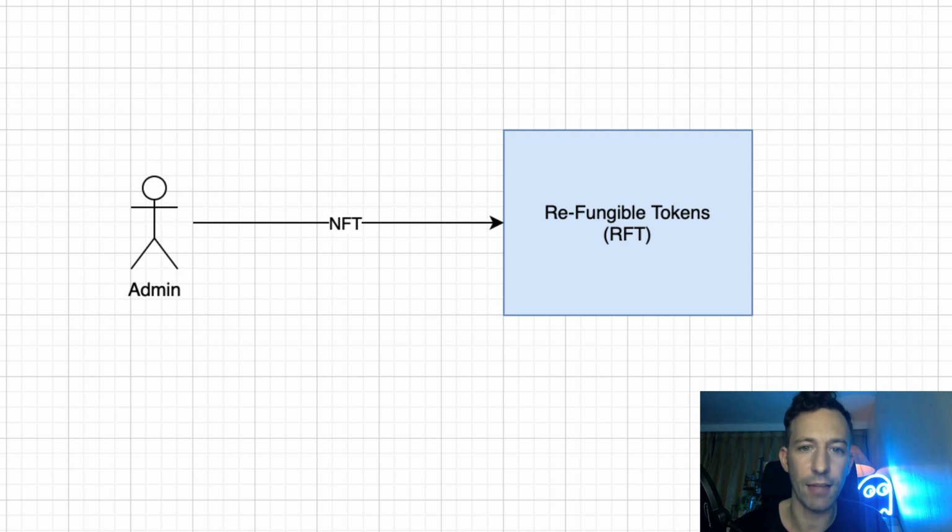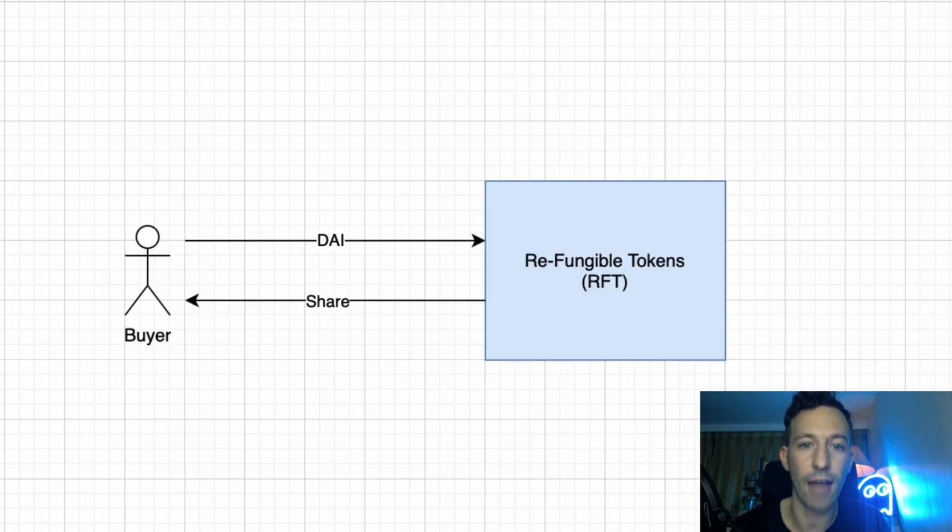And after that, the admin will deploy the smart contract of the Re-Fungible token and send the NFT that he just bought before. And after that, he will start the ICO where other investors will buy some shares in the Re-Fungible token smart contract. So this investor will send DAI to the RFT contract, and in exchange they will receive some shares that represent a share of the NFT that is inside the RFT contract.